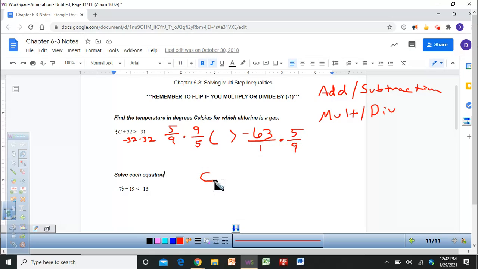And we're left with c is greater than, and we're going to take negative 63 times 5, and then we're going to take 1 times 9. So 63 times 5 is going to give us negative 315, and then 9 times 1 gives us 9. Then we can simplify that down, and it gives us c is greater than negative 35. Okay, and that's what we're working with today.